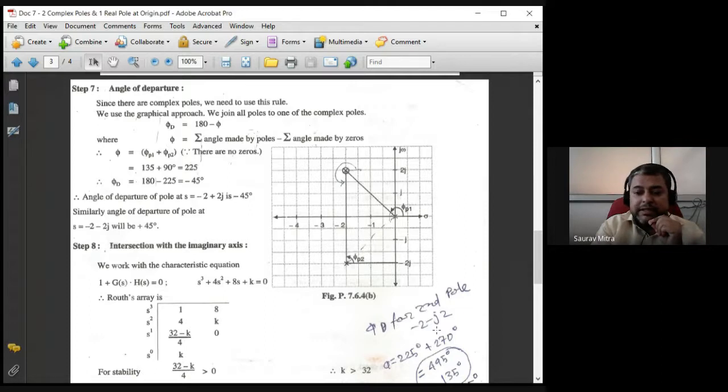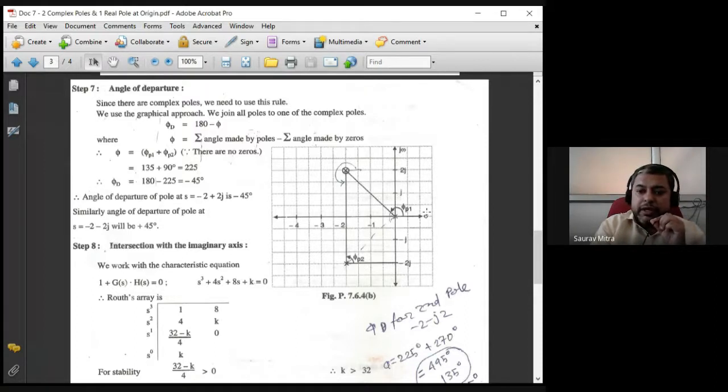What we are trying to find is very important. Now listen to this last 10 minutes carefully. All other steps are kind of repeated for us. This is the only new step. So you are finding the angle of departure at the point minus 2 plus 2j. Where are the other poles? One pole is at 0, and the other pole is at minus 2 minus 2j. So at whichever point you are trying to find the angle of departure, we have seen the result is minus 45. We are trying to prove that.